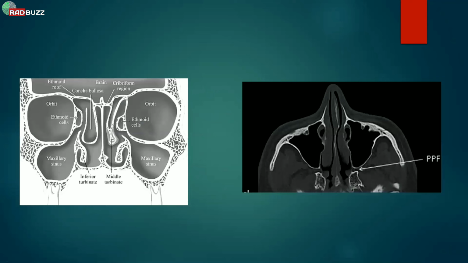Now, how these structures are related. This is a coronal diagrammatic representation. These are the two orbits, right and left one. Now this is the maxillary sinus on the right and left. So let's start from the superior aspect, the last one which I told. That's the roof of the maxillary sinus, which is formed by the floor of the orbit. Here the infraorbital nerve and vessels are present.